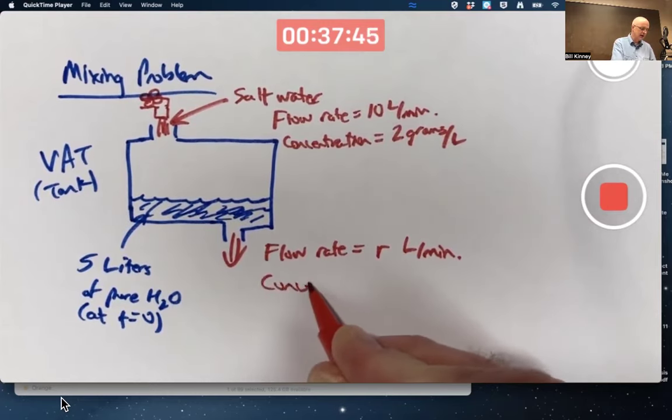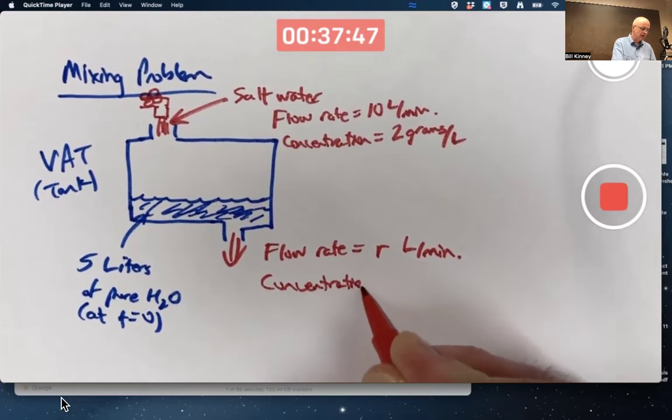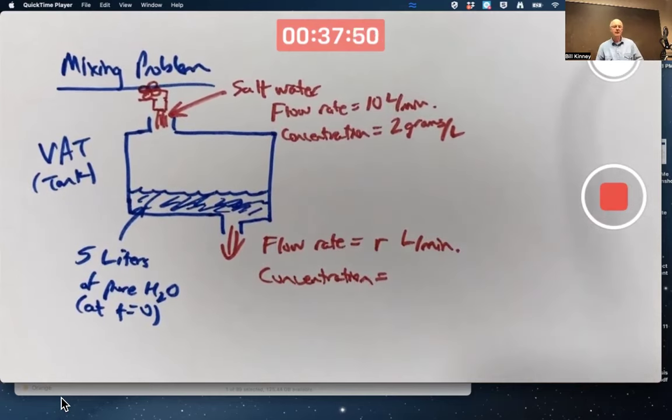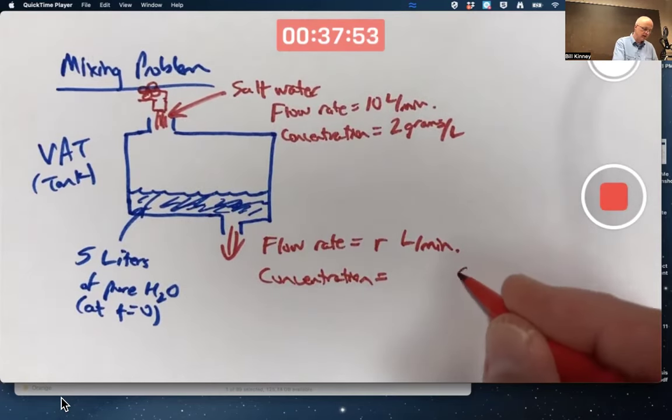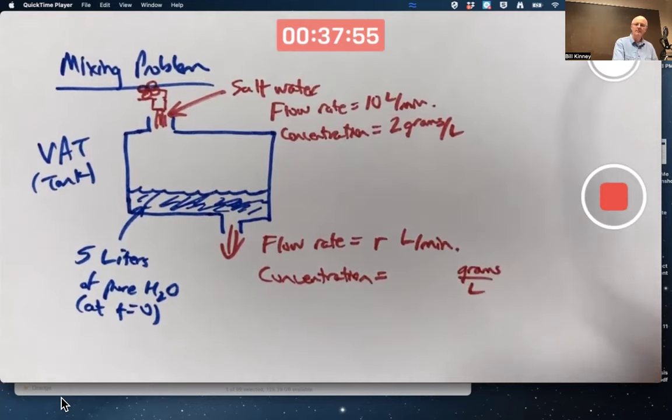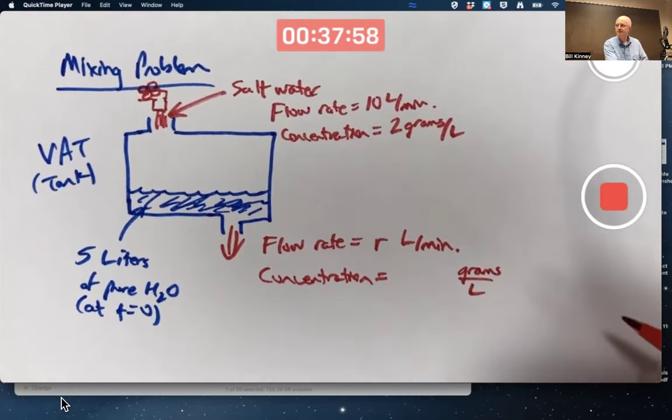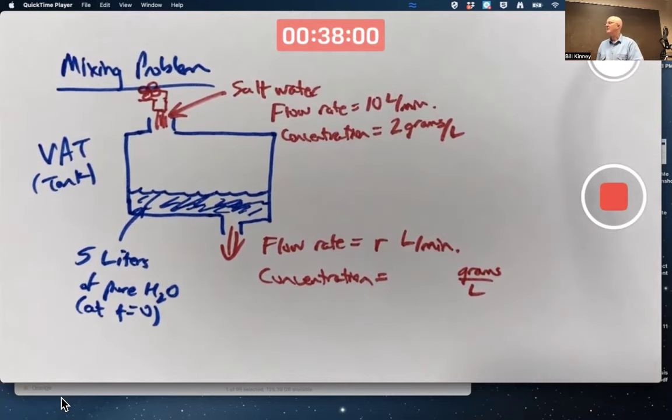What's the concentration, though? That is not so clear. It would still be in grams per liter. But what's the grams and what's the liters? It's changing over time, right? Because it starts out with pure water. The concentration at time 0 is 0. But then salt water is coming in and, well, let's make the assumption that it's instantaneously mixed. Instantaneously mixed.